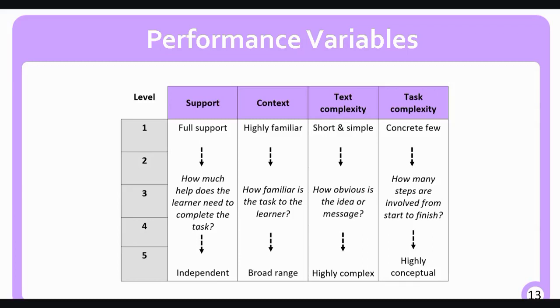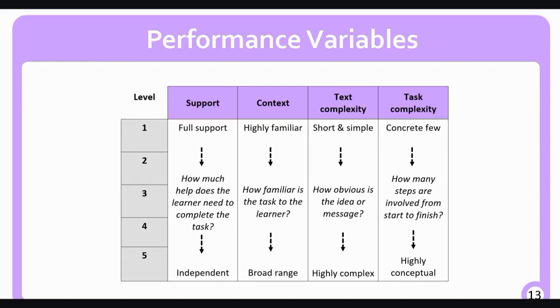If people need a lot of help in undergoing tasks, in performing duties, in undertaking their responsibilities, then if they need full support, it's level 1. At the other extreme is where they're independent and they can work independently without much supervision. That would be somebody who scores level 5 in terms of the performance variable of support.